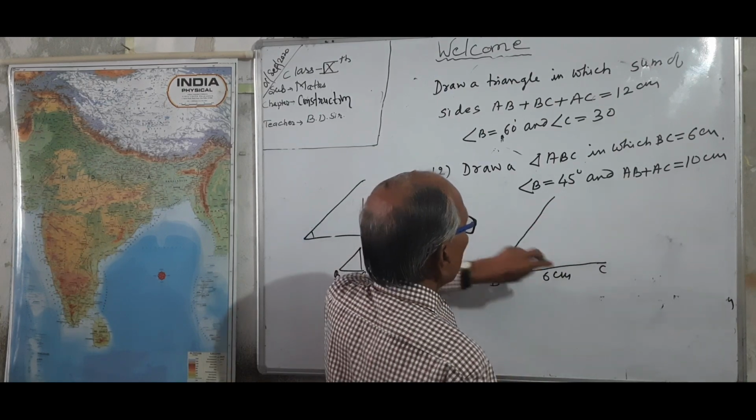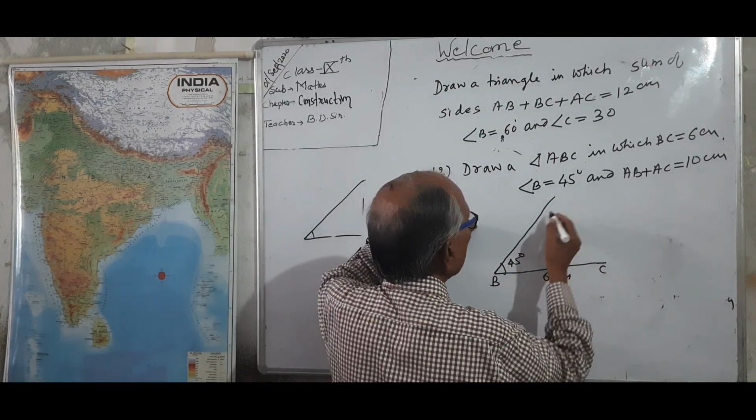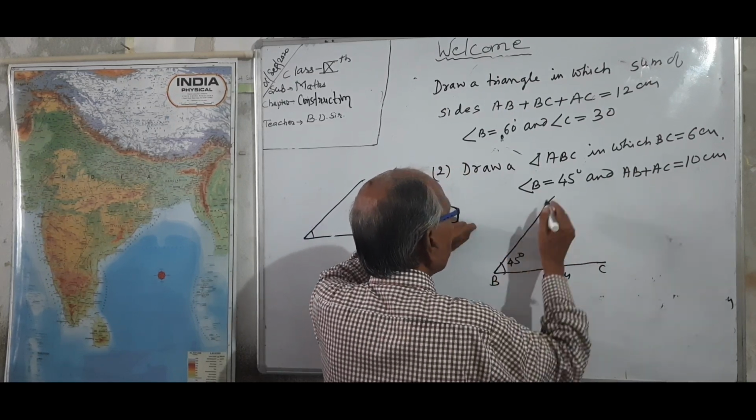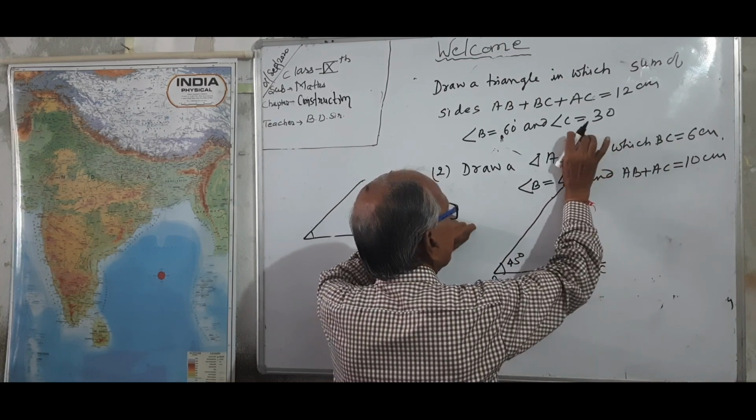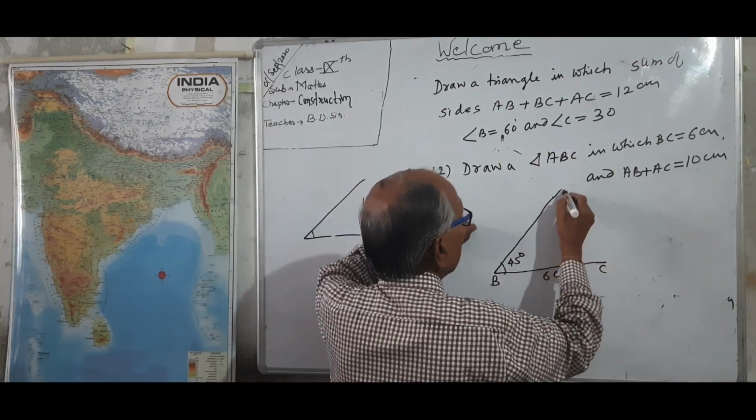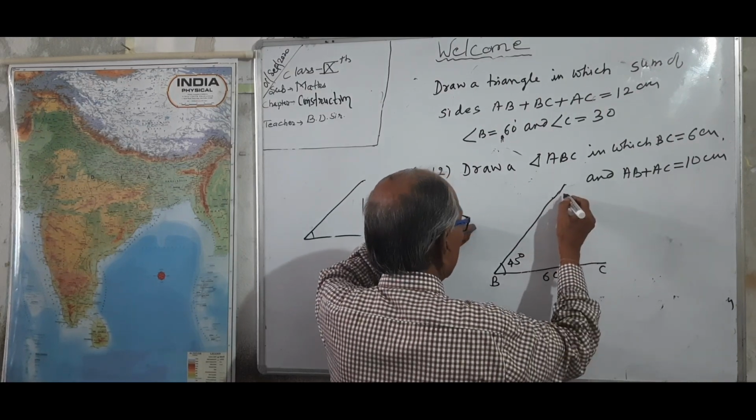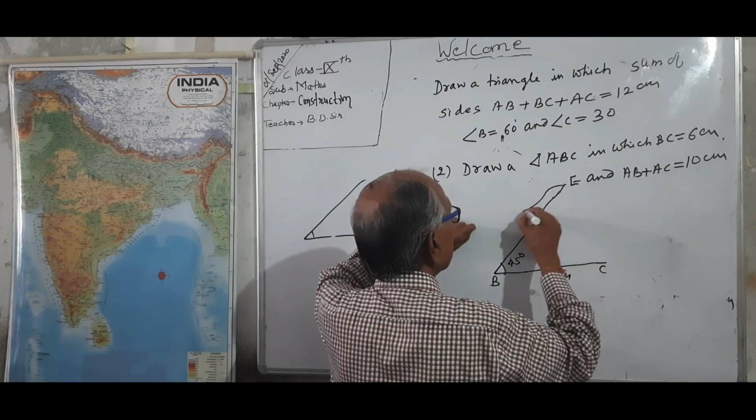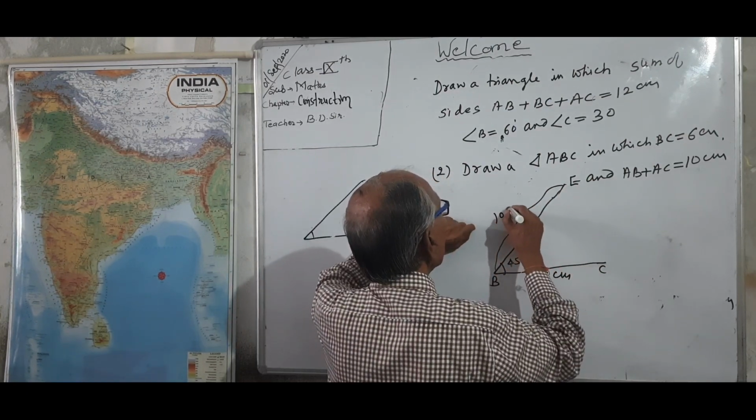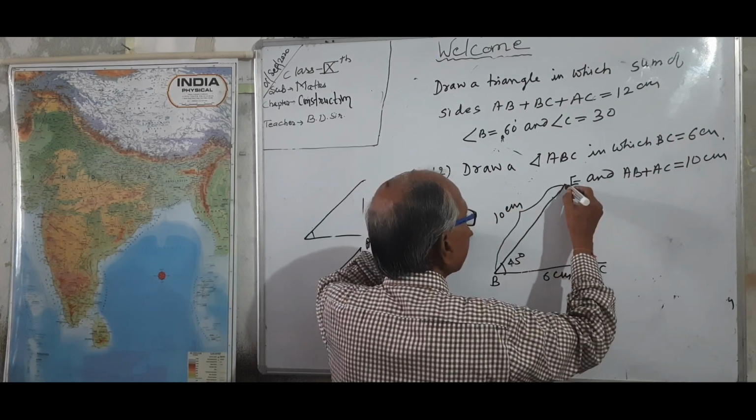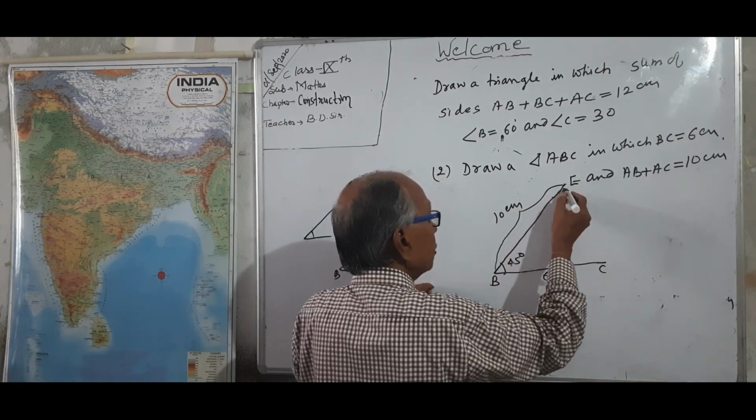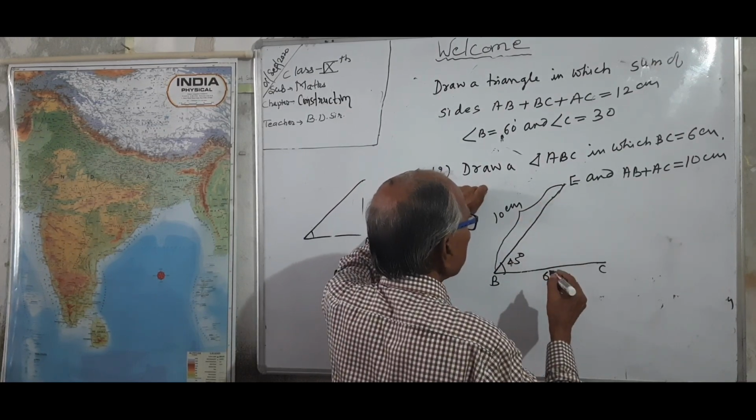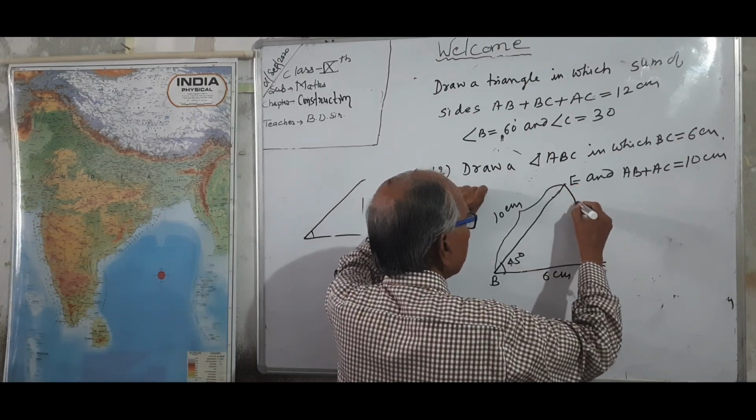And after that, what shall we do? Since the sum of the two lines is equal to 10 centimeter, we produce this and cut a length of 10 centimeter. Suppose BE is 10 centimeter in length. Now we join EC, because BE is equal to 10 centimeter, so E is the fixed point, which is at a distance of 10 centimeter. We join EC.